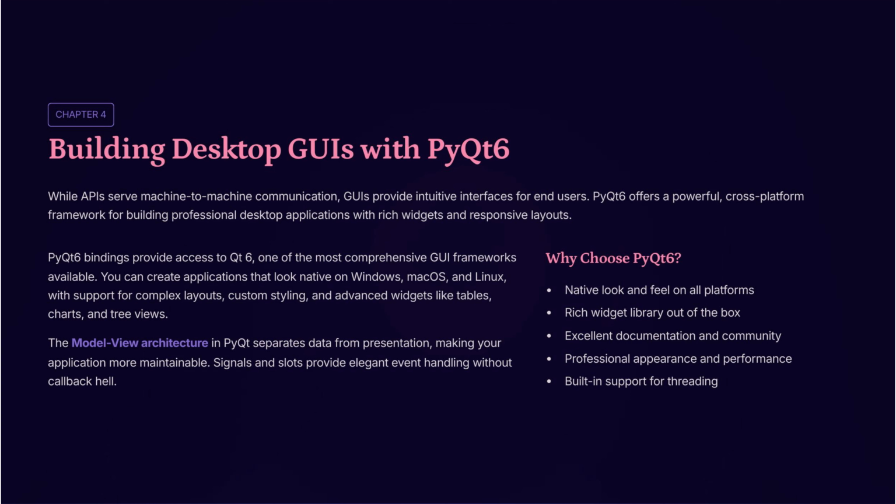PyQt6 supports complex layouts, custom styling, and threading for responsive graphical user interfaces. This PyQt6 application demonstrates a professional machine learning prediction interface. It uses threading to keep the graphical user interface responsive during model inference. The interface includes input fields for age, income, credit score, occupation, city, and education. A background thread loads the model, enabling predictions with validated inputs, ensuring a seamless user experience.